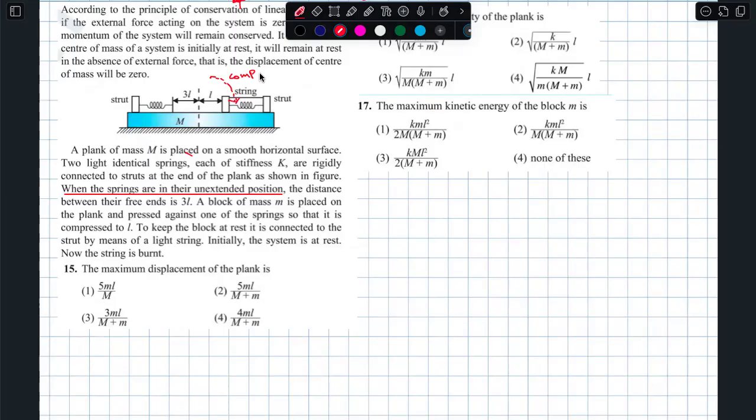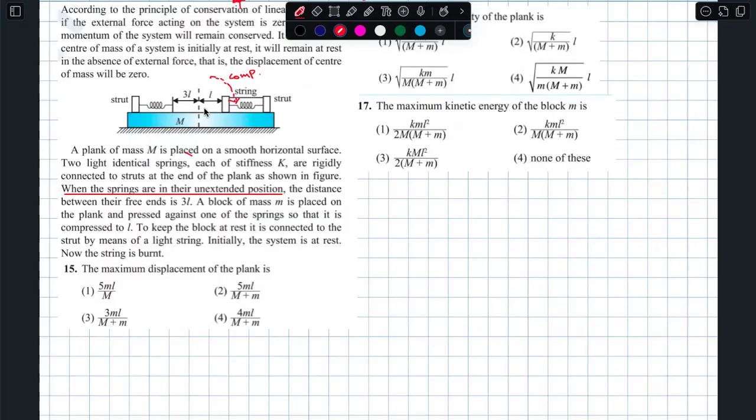To keep the block at rest, it is connected to a strut by means of a light string, which means the entire system is initially at rest. Now the string is burned. The maximum displacement of the plank is. Please try to understand what exactly is happening over here.